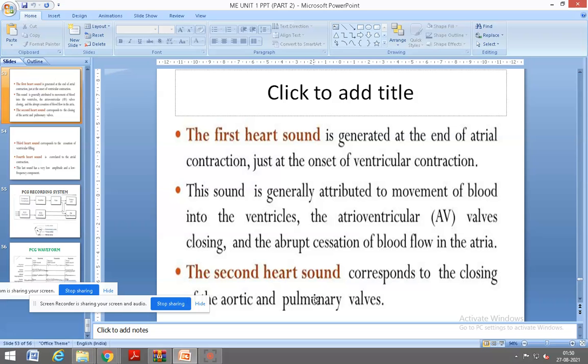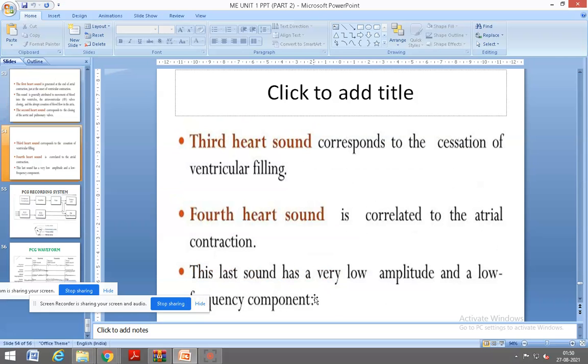The second heart sound corresponds to the closing of the aortic and pulmonary valves. That valve, the starting point, is called the pulmonary valve or aortic valve. Then the third heart sound corresponds to the cessation of ventricular filling, filling the blood into the ventricular part. Then the fourth heart sound is correlated to atrial contraction, which means emptying the atrium. This last sound has a very low amplitude and a low frequency component.